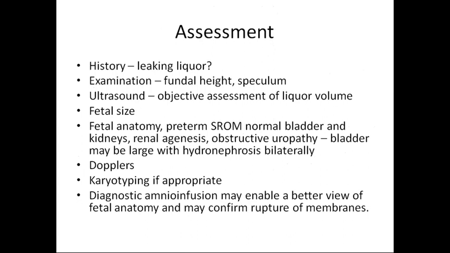So during the assessment we need to check history, do the examination, see the ultrasound, and do an objective assessment of the liquor. See fetal size, because it is associated with a small baby, so it is a sign or a consequence of placental insufficiency. Revise fetal anatomy, because it can be due to renal agenesis or obstructive uropathy.